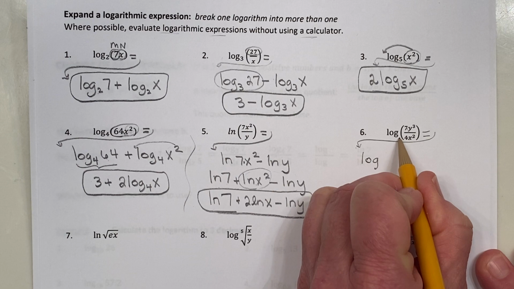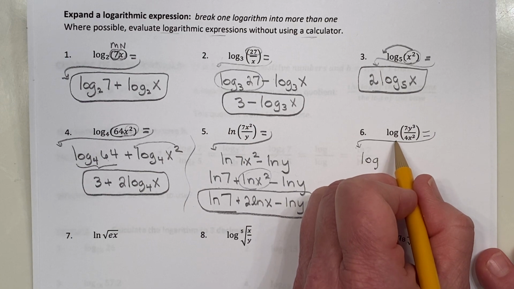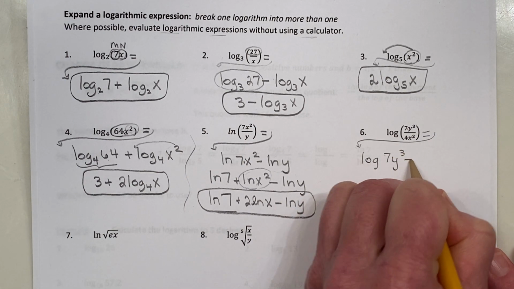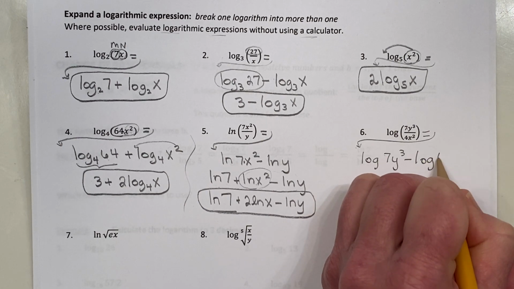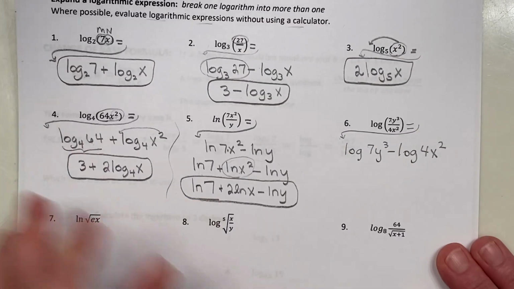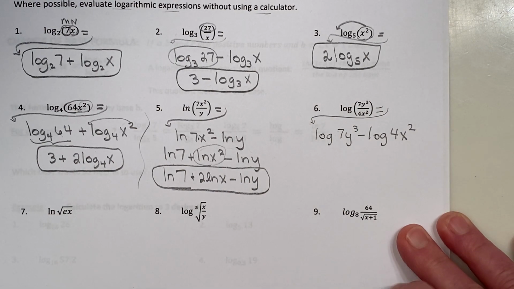So notice there's no base showing here. You might remember the understood base is 10. Do you have to write it in? No. Is it wrong if you do? No. So log of the numerator minus log of the denominator. Again, both these are base 10 if you wanted to write them in. Okay, let's take a look at each of these log terms.